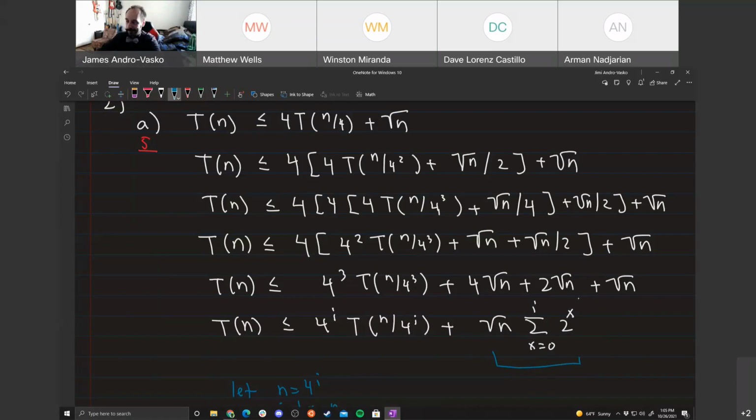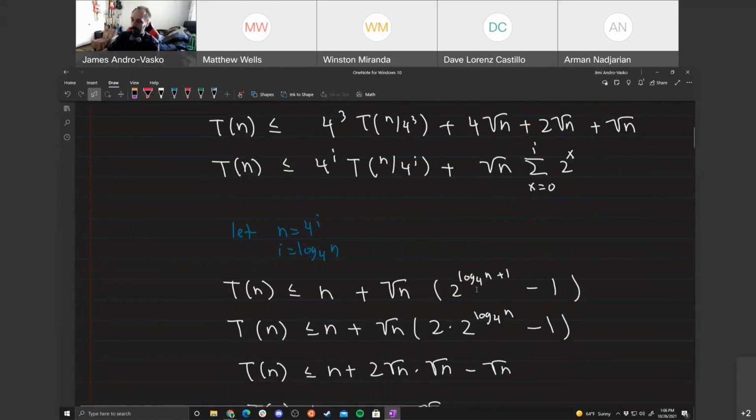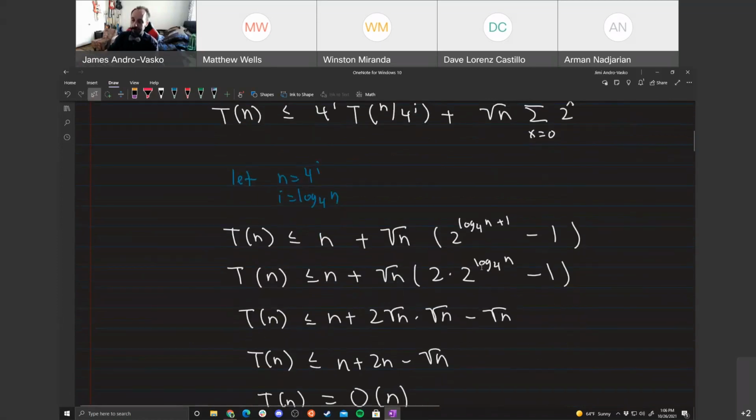So in this case, we end up getting this summation right here, which using 2 to the power i ends up being the following summation. It's going to be 2 up to the log base 4 of n plus 1, minus 1. Remember, in this case, i won't be n. i is log base 4 of n because we can substitute n to be 4 to the power i. Then, same idea, 2 to the power log base 4 of n is just root of n. So we do a little bit of algebra here, and we end up getting essentially n.